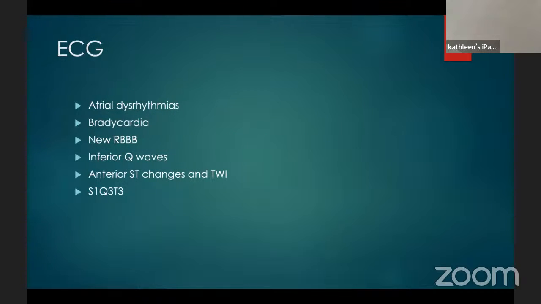Next slide. On electrocardiogram, you can see atrial dysrhythmias such as atrial fibrillation or atrial flutter, bradycardia, new right bundle branch block, inferior Q waves, i.e. Q waves in 2, 3, and AVF, anterior ST changes and T wave inversion, and a finding of S1, Q3, T3, which is a presence of the S wave in lead 1 and Q waves and T wave inversion in lead 3.